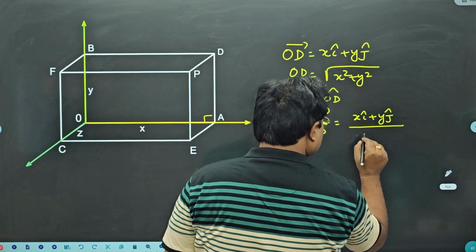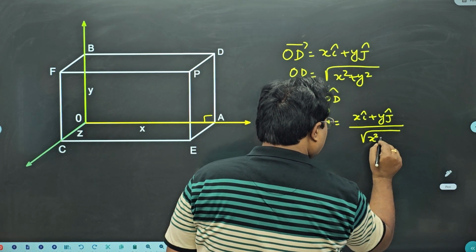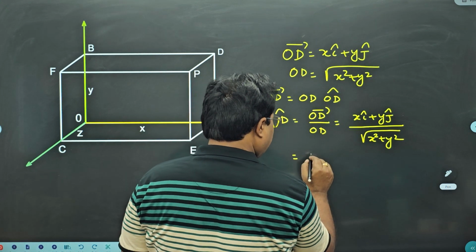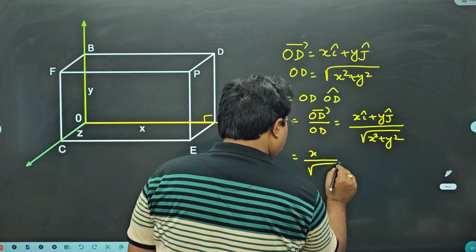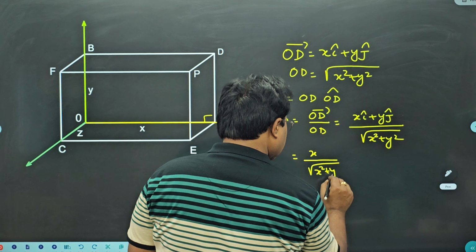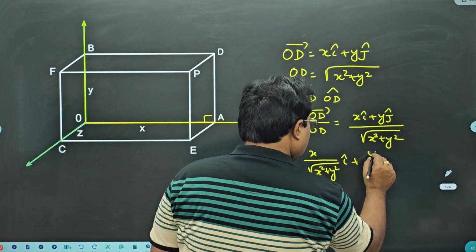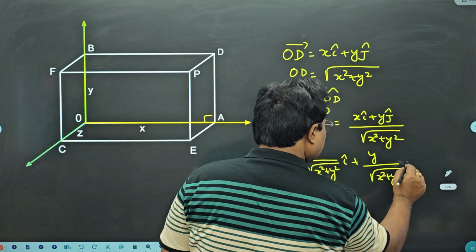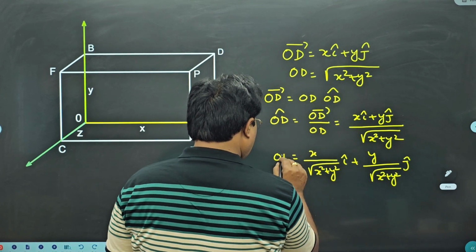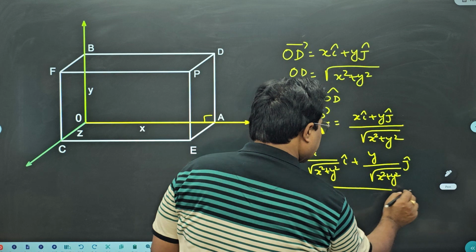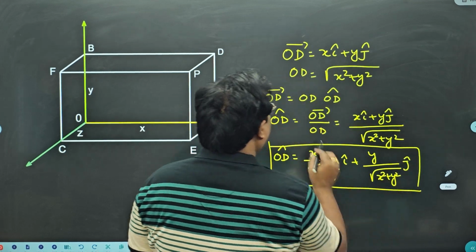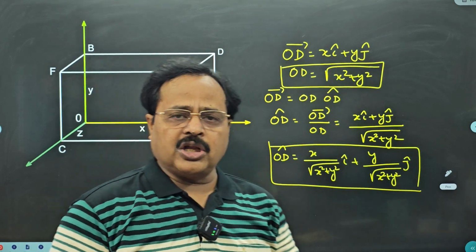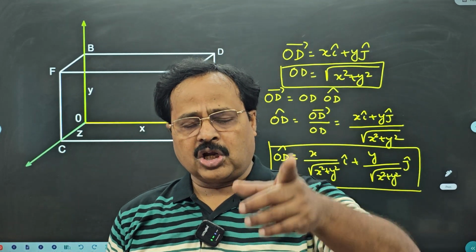What is the magnitude of OD? Root over of x square plus y square. Now you tell me, my dear students, what is the direction of the OD vector? x by under root x square plus y square i cap plus y by under root x square plus y square j cap. This is the direction of the OD vector, and this is the magnitude of the OD vector. Have you understood, my dear students? I believe you would have understood it thoroughly.